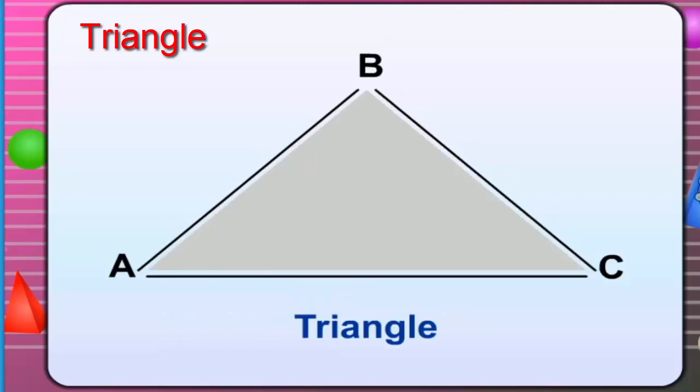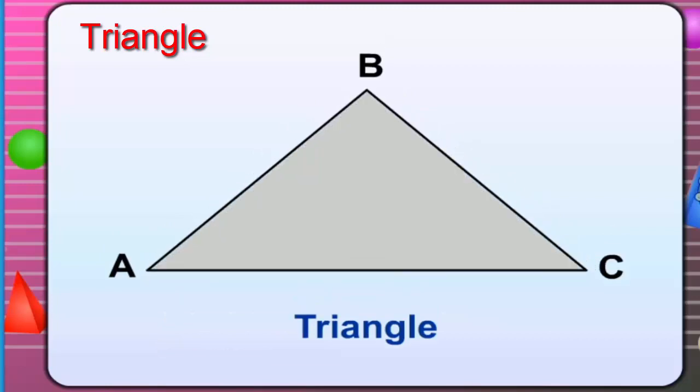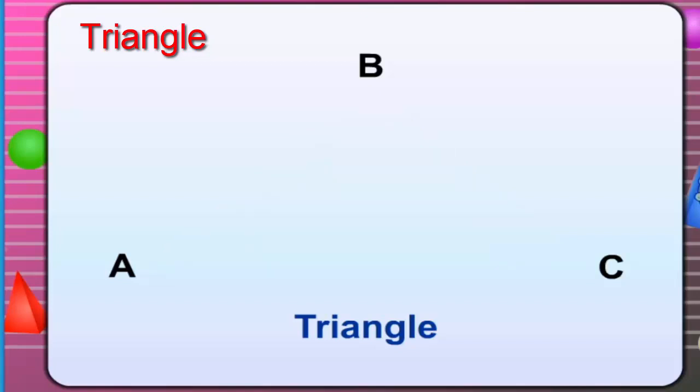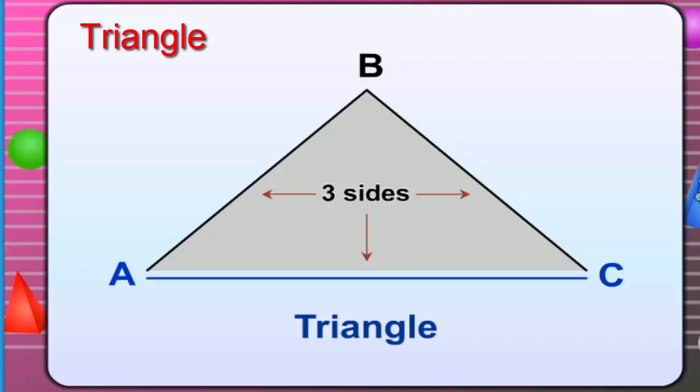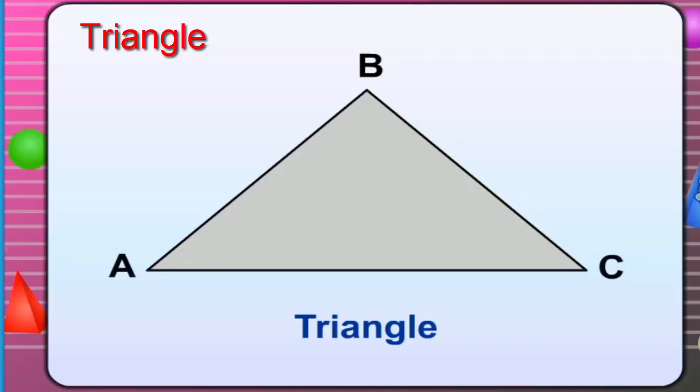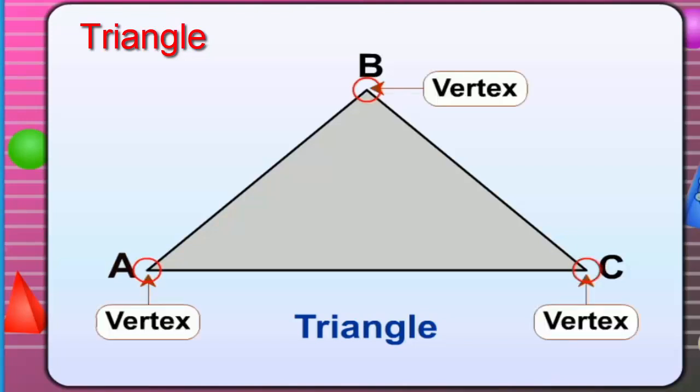The three line segments of the triangle are called sides. The triangle ABC has three sides: AB, BC, and CA. The sides are joined at the corresponding vertices A, B, and C.